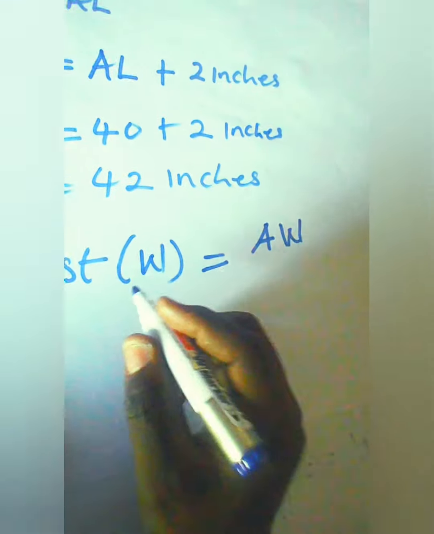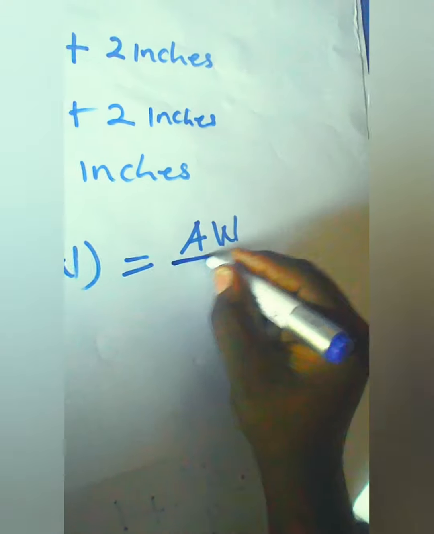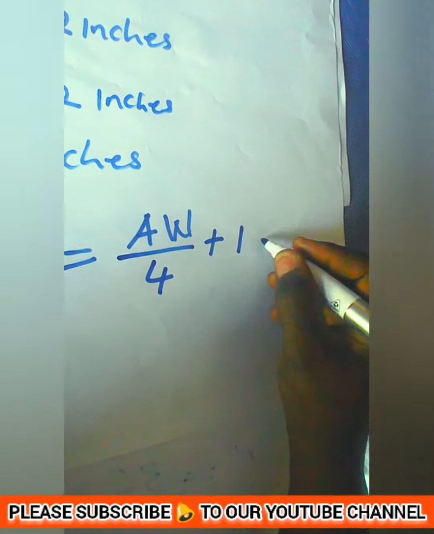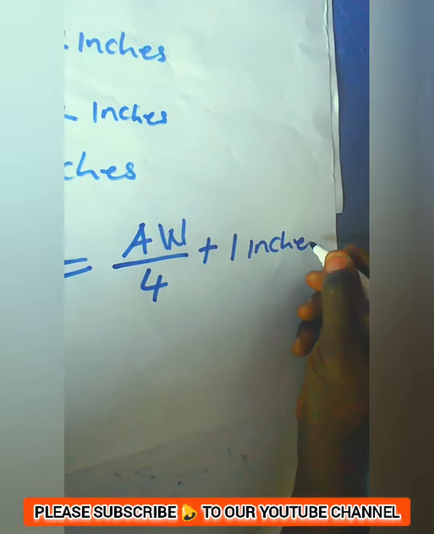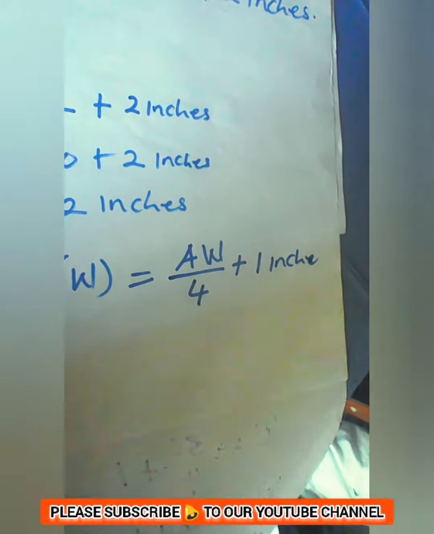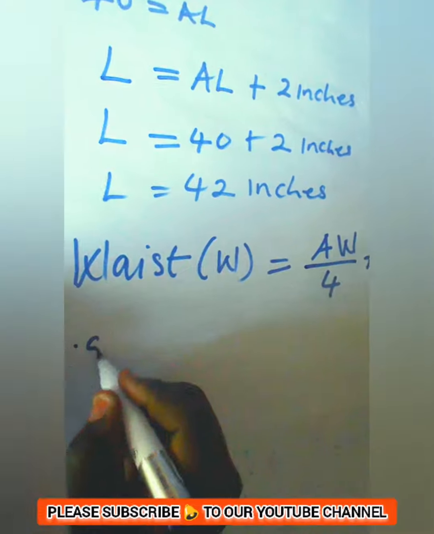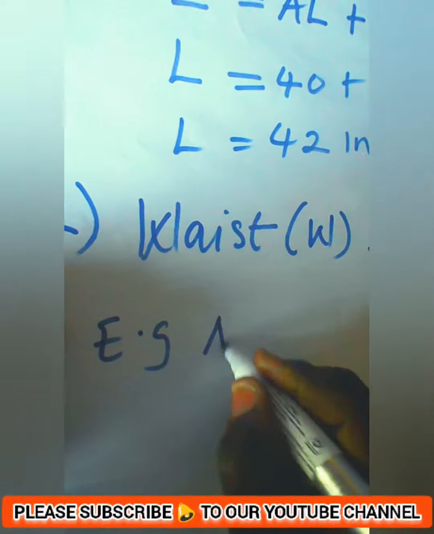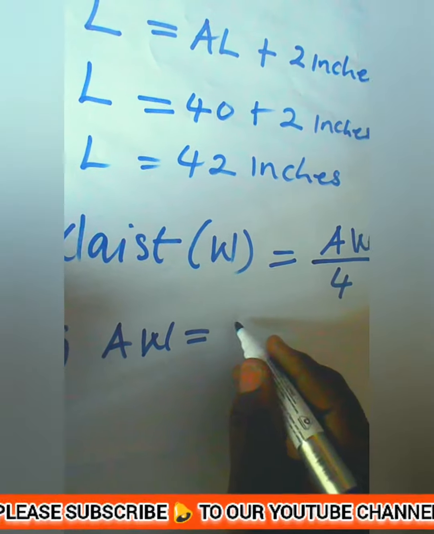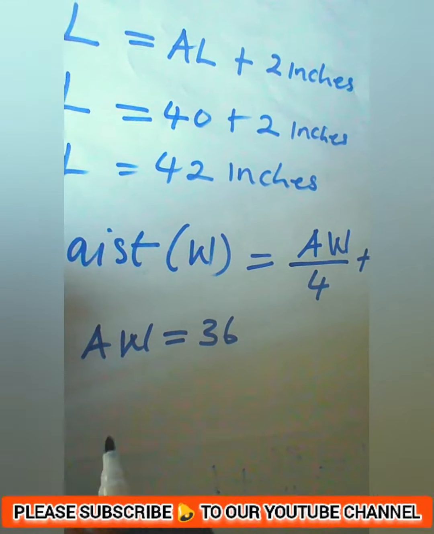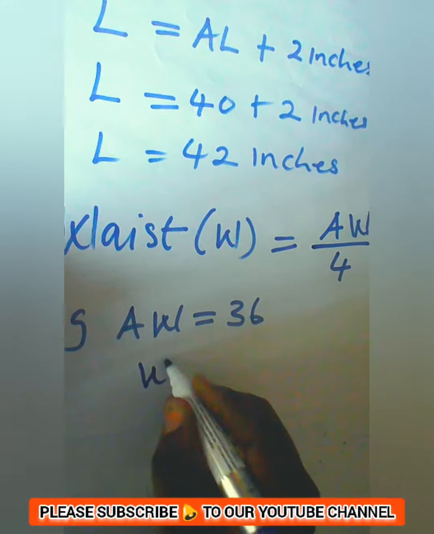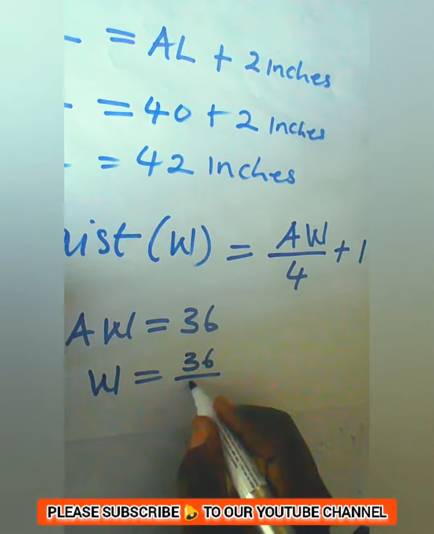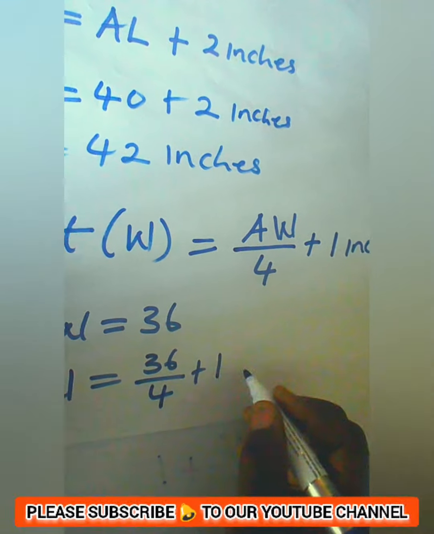So in this case, waist equals actual waist divided by 4 plus 1 inch. Example, if the actual waist of the client you measured is 36, for instance, then when you are cutting, the waist you are going to use will be 36 divided by 4 plus 1 inch.